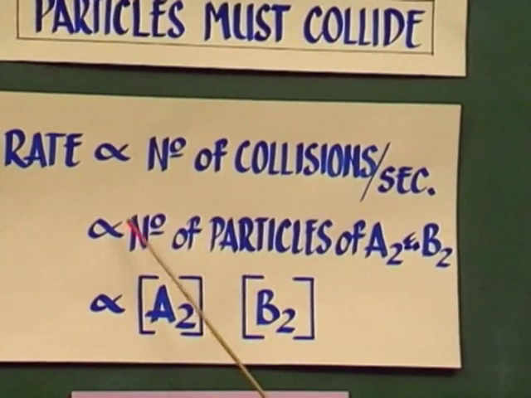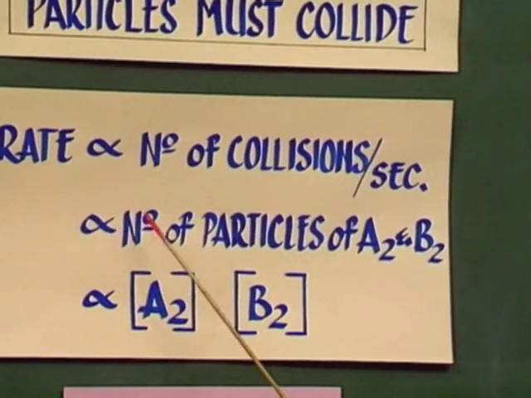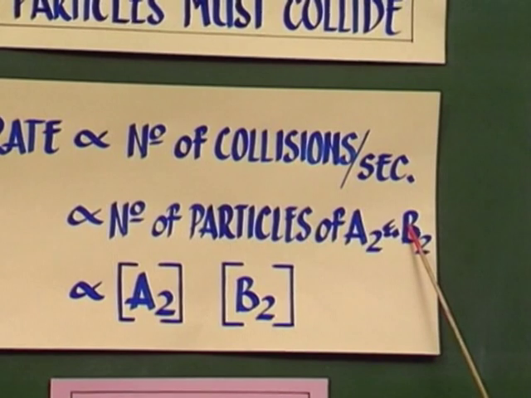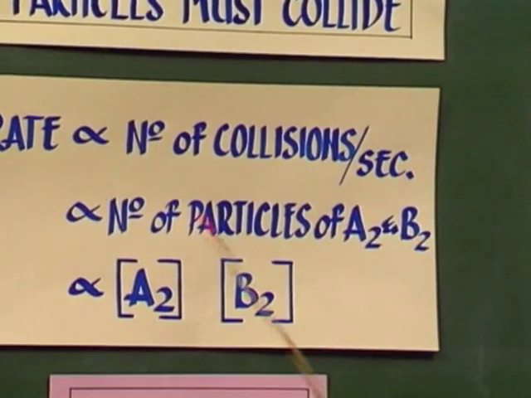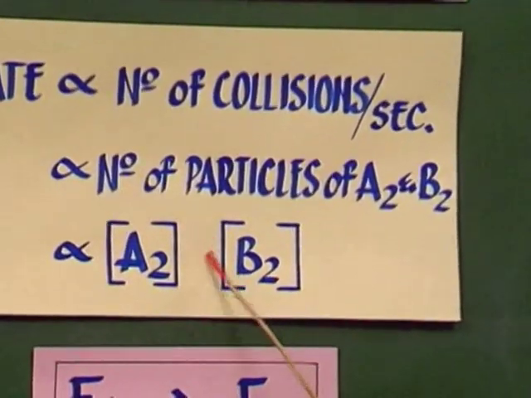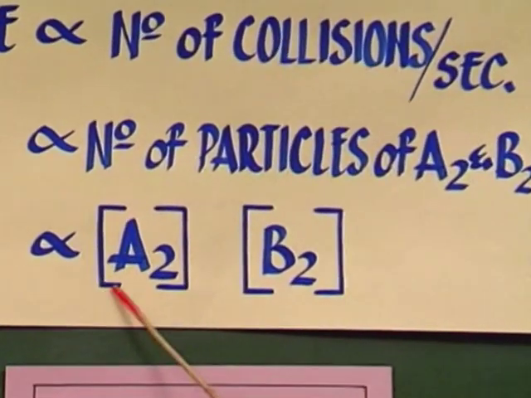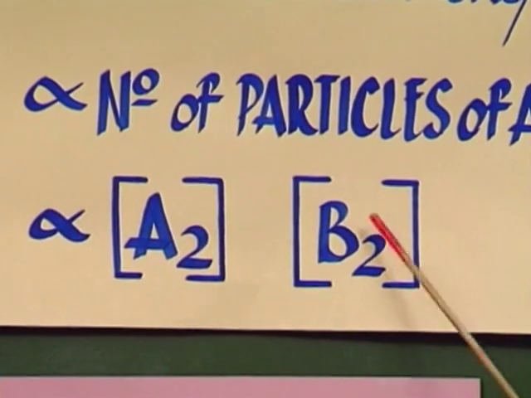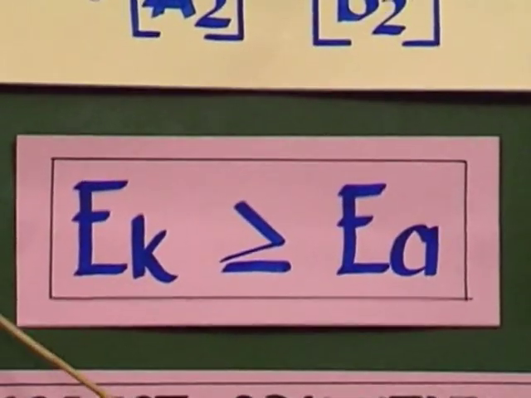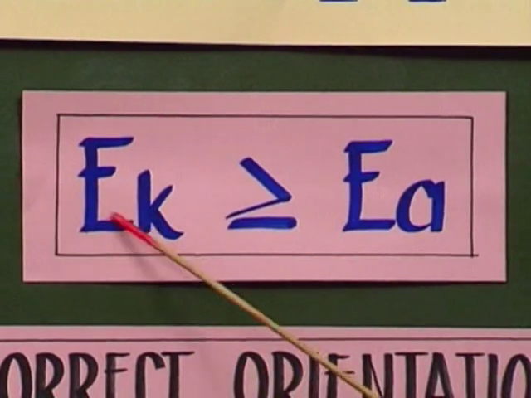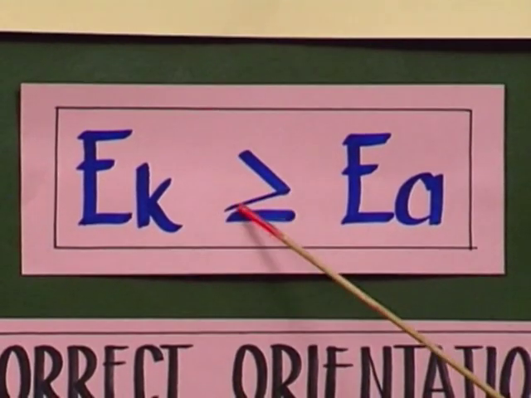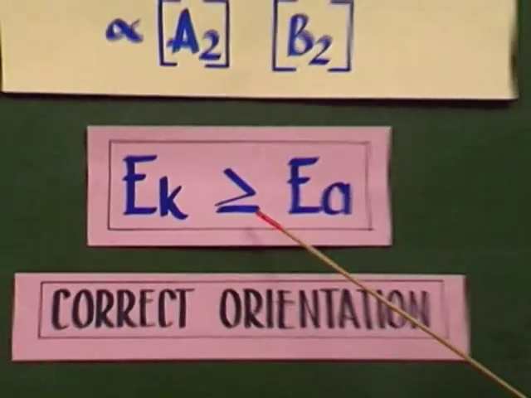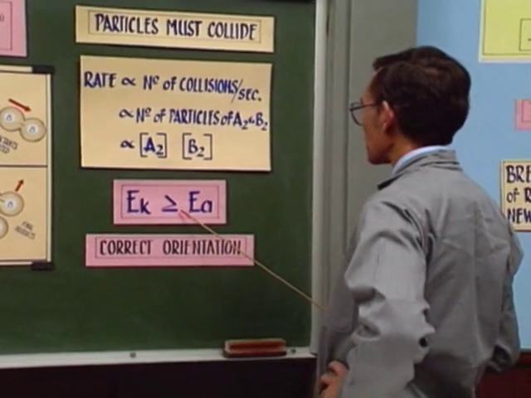This is the same as saying that the rate is directly proportional to the number of particles of reactants A2 and B2 colliding per second, which in turn is directly proportional to the product of the concentrations in mole per decimeter cubed of the reactant particles A2 and B2. Only those collisions for which the combined kinetic energy is greater than or equal to the activation energy will collide to form activated complexes that can decompose to form products.